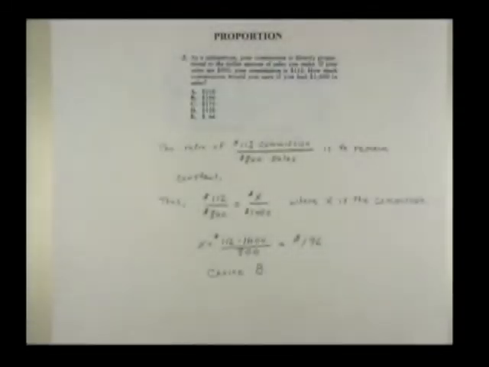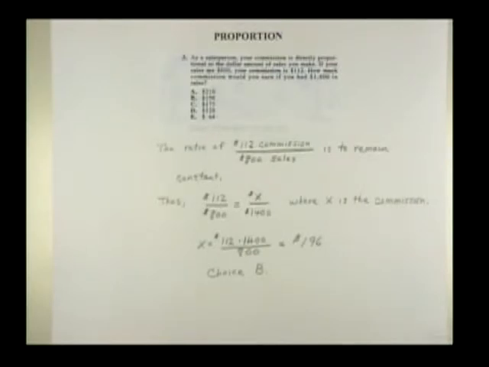As a salesperson, your commission is directly proportional to the dollar amount of the sales you make. If your sales are $800, your commission is $112. How much commission would you earn if you had $1,400 in sales?